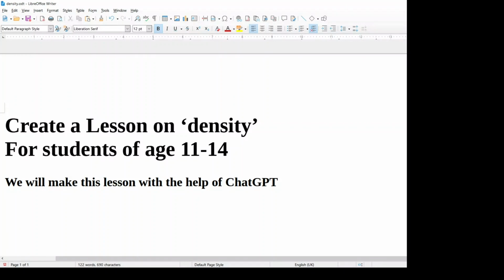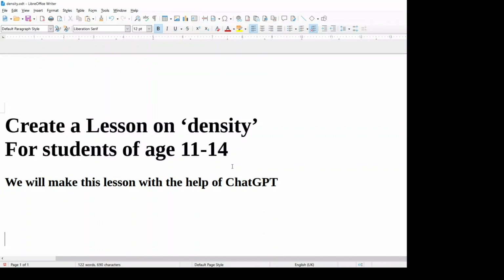Imagine our job is to teach science to school students. Specifically, we have to create a lesson to teach them about density. Their age group is 11 to 14 years old. So they are young students and they have never heard of density before. This is a difficult task, how to teach them this new concept. We will get the help of ChatGPT for this.